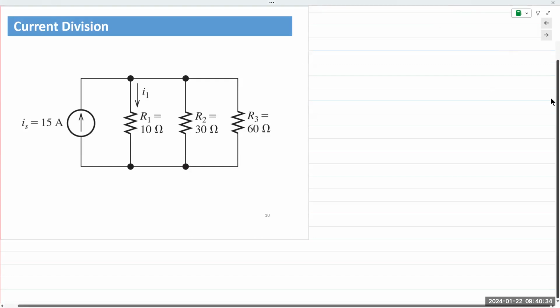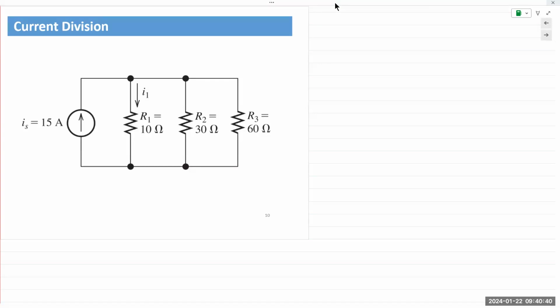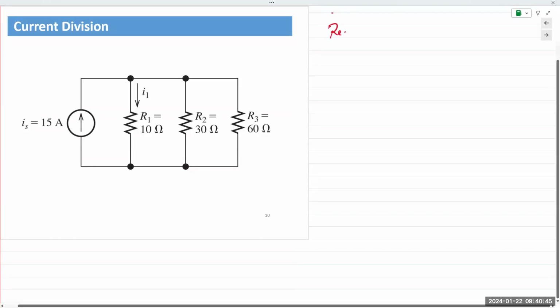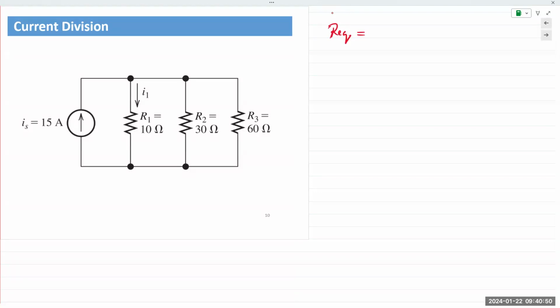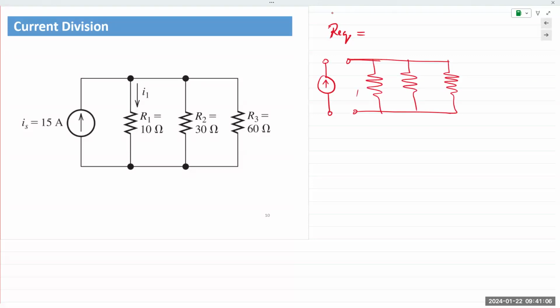Okay, all right, let's continue with this current division example. We saw in both voltage and current division that we would want to find REQ. So the first step for current division, we want to find REQ. If you want to find REQ, remove the source. You have open terminals. And now you want to determine REQ between those open terminals. So this is R1, R2, and R3. All 3 of them are in parallel.